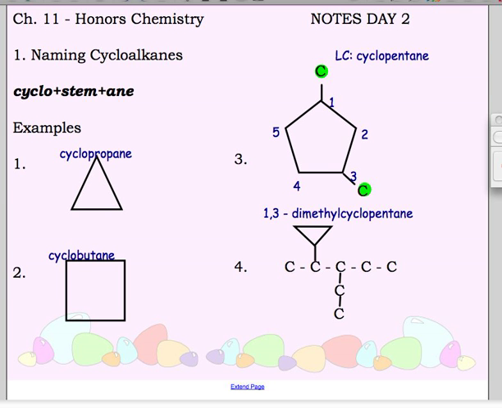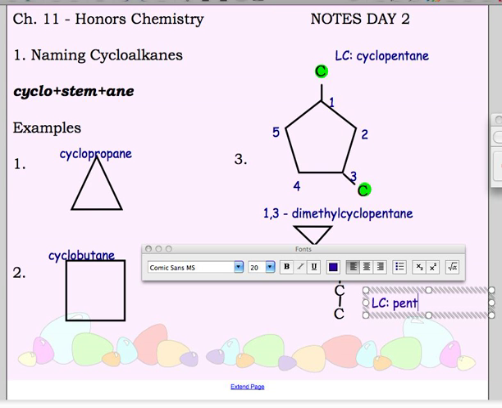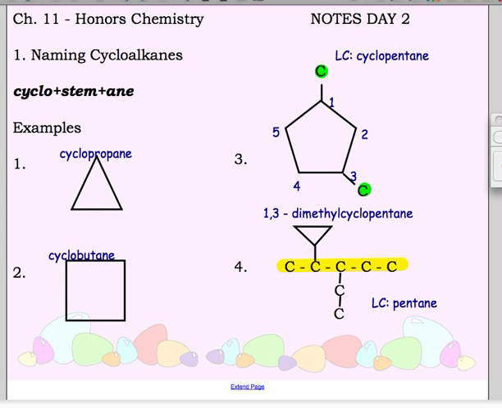And the last one down here, this one you just have to be aware of because this is one where our ring is not actually the most important. It's not the biggest thing we have here. So if we look at this and we're looking for our longest chain, it's just a straight chain of carbons. And if we type that out, that means our longest chain is pentane. And then the things that hang off, we would still want to number it.